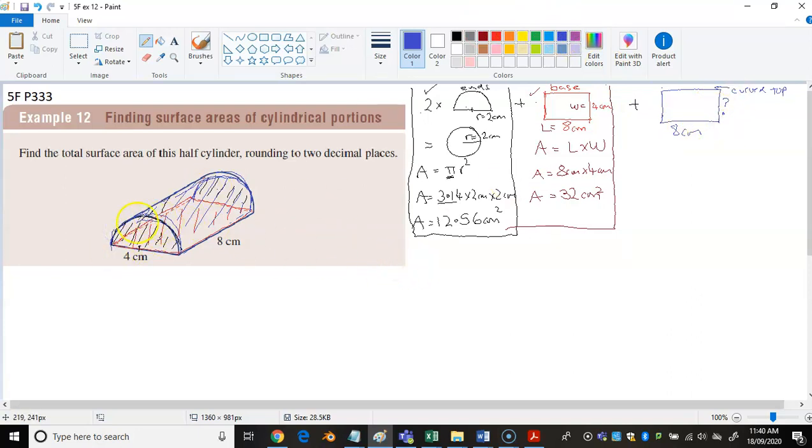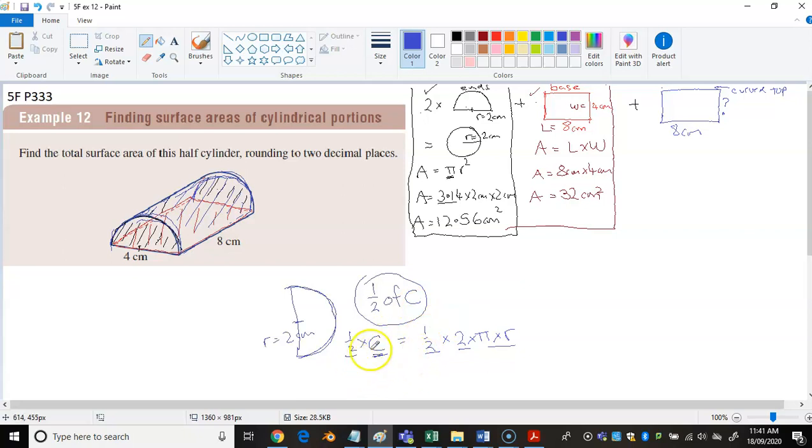Now, if we look at that end cap there, what we want to find is this outside curved length, which is a half of the circumference of the circle. Now, we already know that the radius is 2 centimeters here. So if I want to get half of the circumference of the circle, I need to do circumference. A half of circumference is equal to a half of 2 times pi times r, because that's your circumference. That's how you calculate it. I'm taking half of it here. Or you could just find the circumference and divide by 2, however you want to do it.